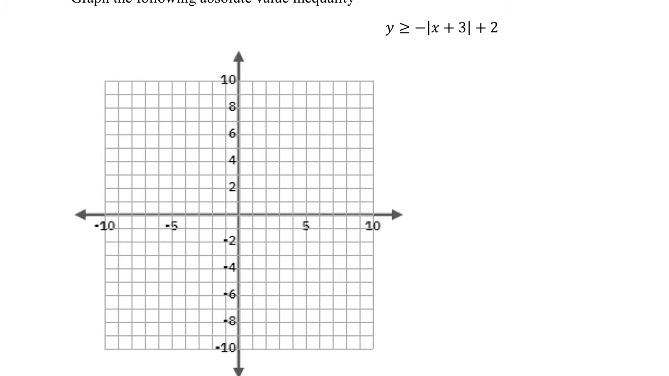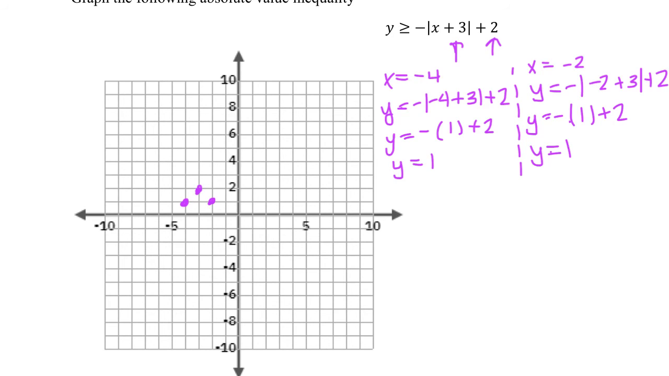Graph the following absolute value inequality. We're going to graph this the same way we graphed the other one. We're going to use our shifts, our translations, to graph our vertex. So I see I'm moving left 3 and up 2. Here's my new vertex. Now I need to find coordinate points on the left and the right. I'm going to do that quickly and then reveal the graph. Okay, here are the 2 values that we picked. I picked x equals -4 for the left side and x equals -2 for the right side, and I got coordinates of -4, 1 and -2, 1, and the graph results here.